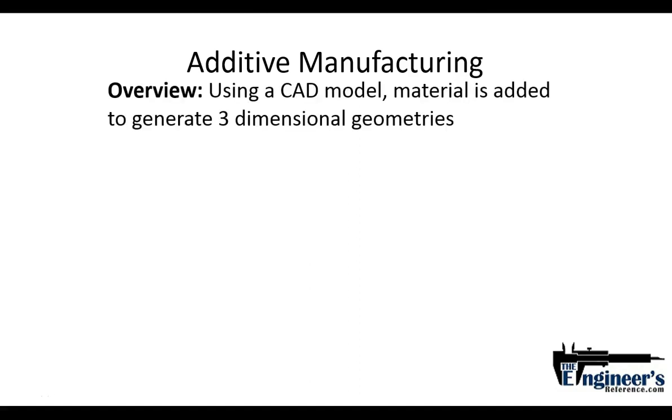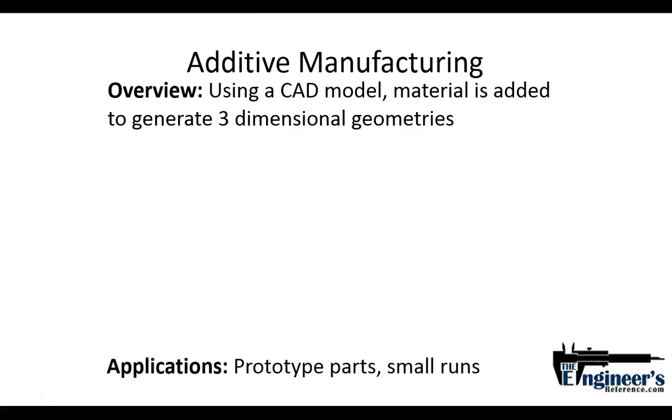So you're generating a 3D model of your component, okay? And the material is literally added to generate your three-dimensional geometries. So this is no more of a sheet metal process. This is no more machining one surface at a time. You're actually generating a 3D component as you literally add material. Again, oftentimes there are still some downsides. It has been limited to prototype parts and small manufacturing runs, but even that is changing. Even that is improving.